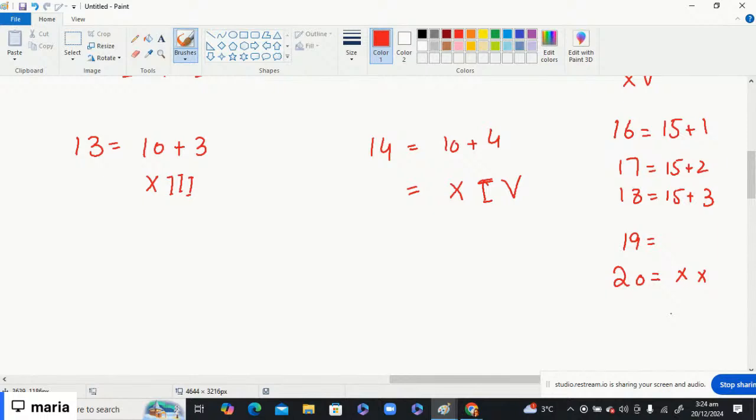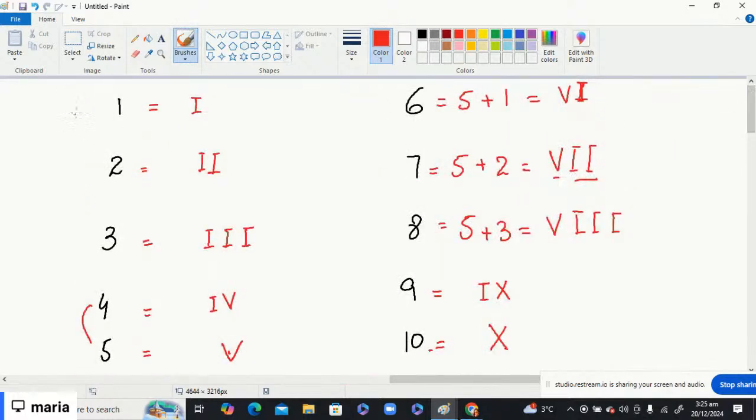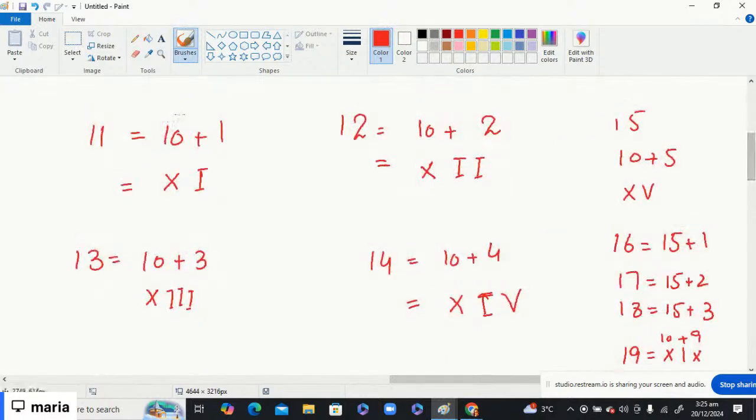And what is for the 19? 19 is the same, it's 10 plus 9. 10 is X, 9 is IX. Look at here, this is the same thing. If you remember the counting from 1 to 10, then all others are the same. 10 plus 1, 10 plus 3, 10 plus 4, 10 plus 5. Then 15 plus 1, 15 plus 2, 15 plus 3.